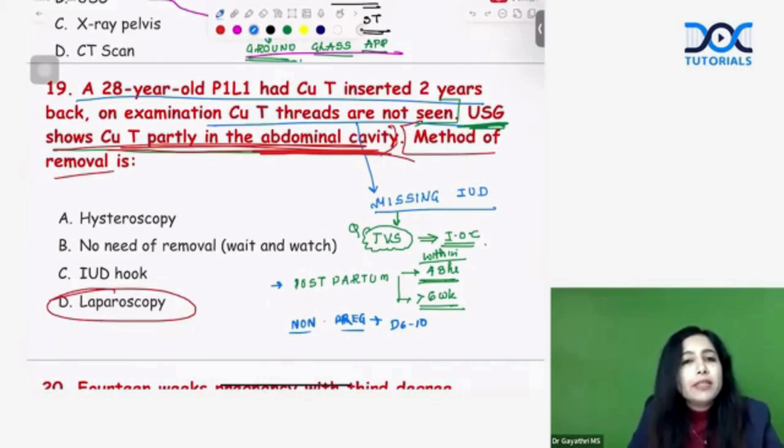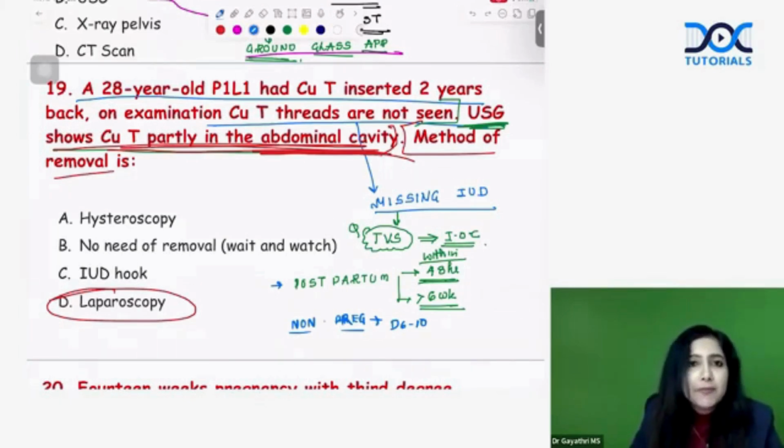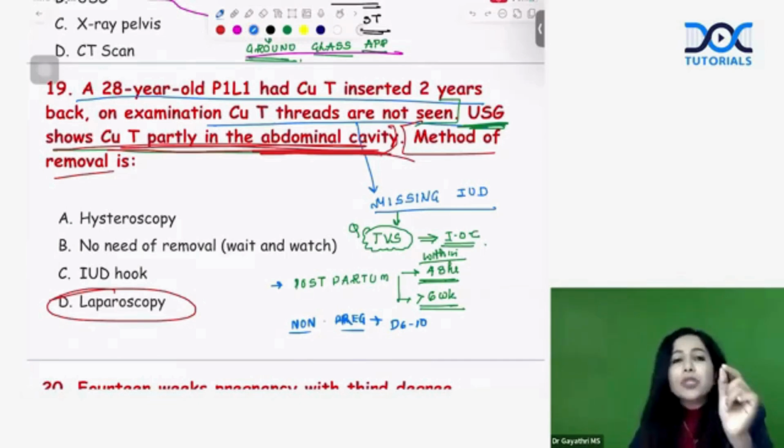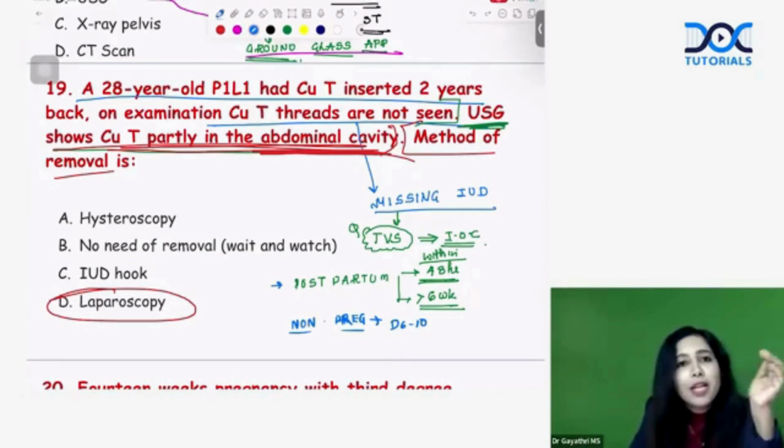We have another scenario apart from this missing IUD. A woman has an IUD and she has become pregnant. That's the other special scenario you get. IUCD with pregnancy, what do you do? If the IUCD is there and the patient became pregnant, and you can see the thread, just remove the IUCD. If you can't see the thread and the patient wants to continue the pregnancy with IUCD in situ.